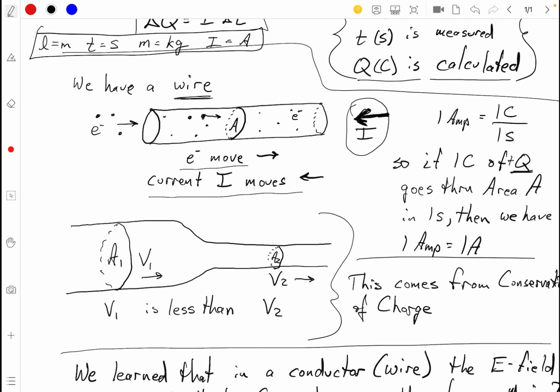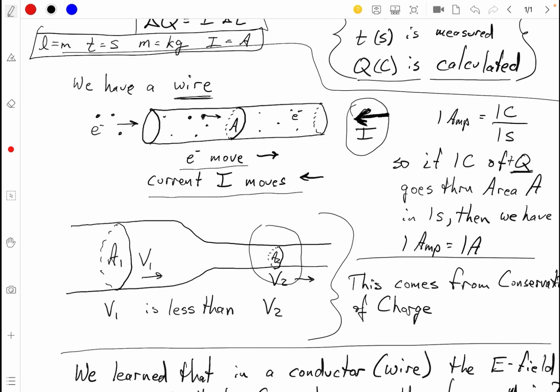And it goes through a certain area. If it does that in 1 second, a whole coulomb in 1 second, that is 1 amp. Now don't worry about how fast these things are moving, because just like in fluids, the less area they have to move through, the smaller the area, the more their velocity increases.